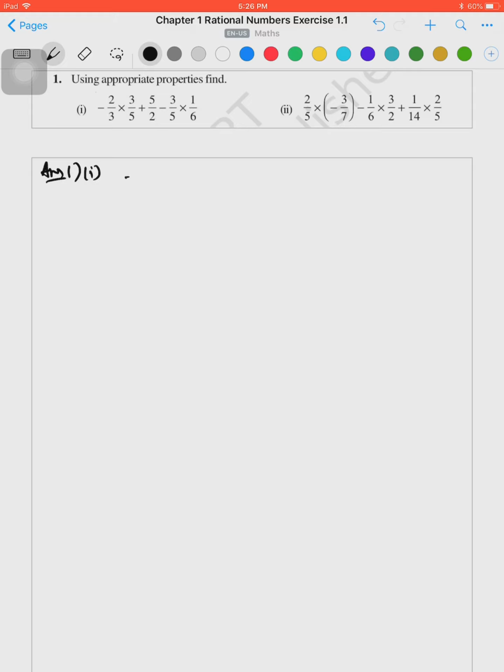first write the question. We have 2 by 3 minus 2 by 3 multiplied by 3 by 5 plus 5 by 2 minus 3 by 5 multiplied by 1 by 6. So the first thing that we are going to do is enclose the terms which have a multiplication sign in between, which are these two.